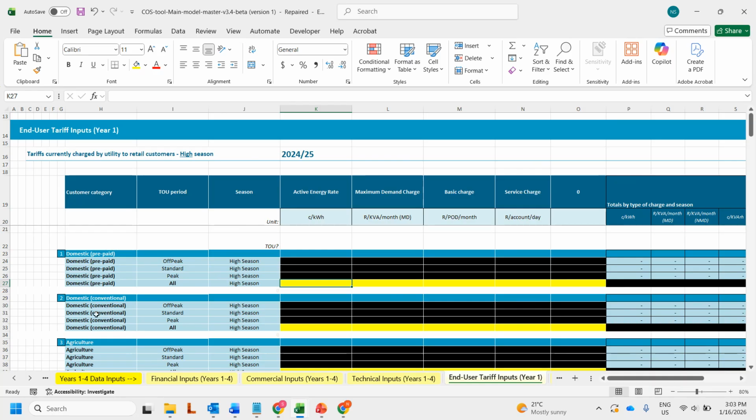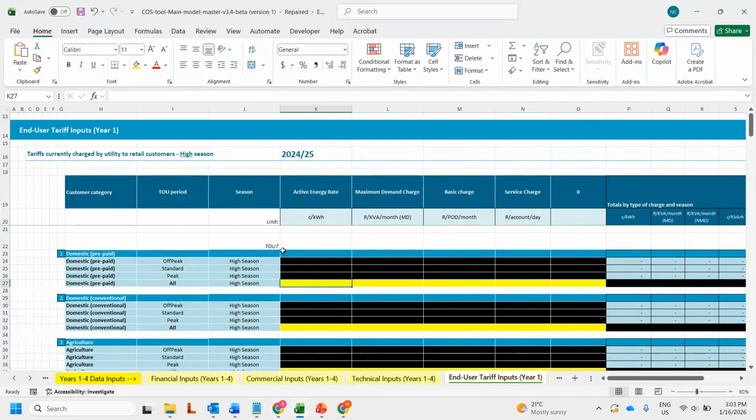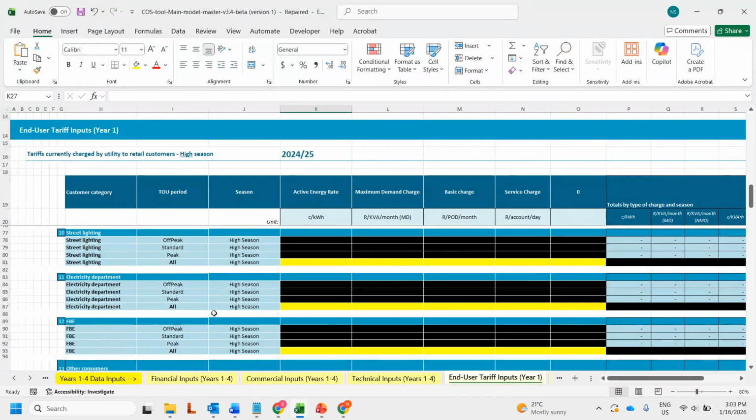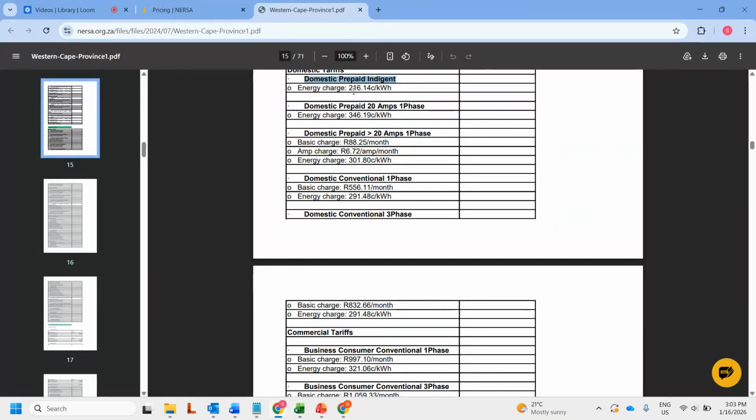So as an example, with domestic prepaid, we go back to this tariff book over here. You would say that the domestic prepaid indigent customers, that would most likely be FBE customers. So down at the bottom at FBE, you'd put in that tariff over there. You would say it's 216 cents per kilowatt hour.